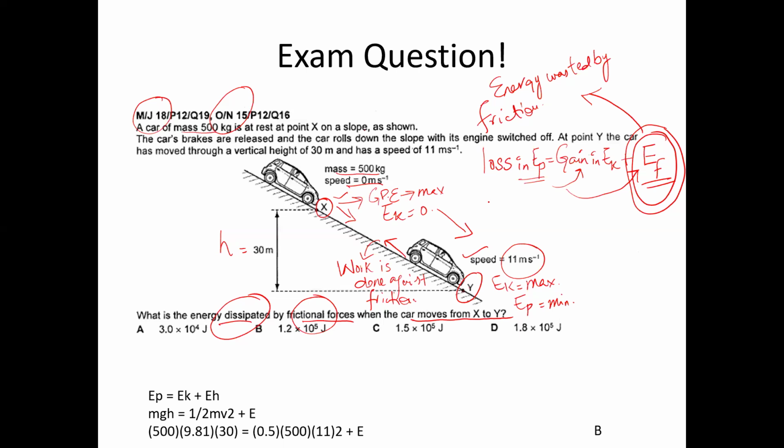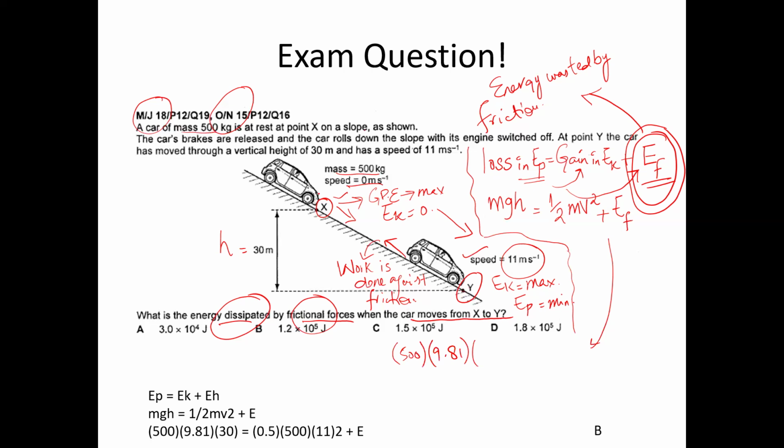Loss in gravitational potential energy is mgh. Gain in kinetic energy will be equal to what? Half mv square plus energy due to friction, which will be EF. So let's write down the values. What is m? Mass is 500. इसको मैं थोड़ा नीचे लिख देता हूँ open space में. Mass will be equal to 500. The value of g is 9.81.